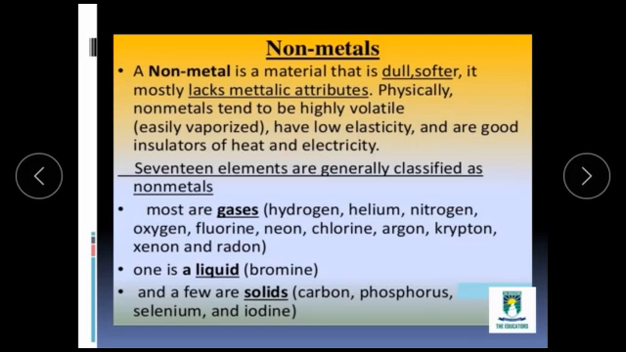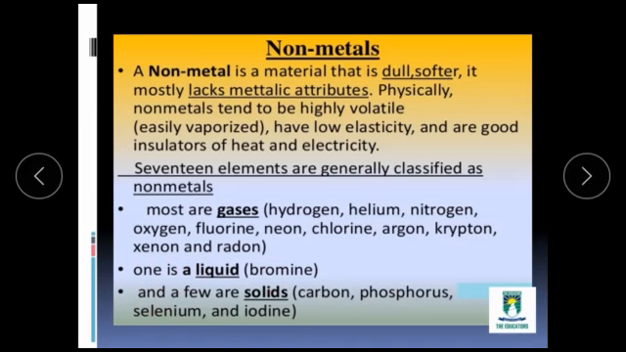17 elements are generally classified as nonmetals, and the majority of these are gases like hydrogen, helium, nitrogen, oxygen, fluorine, neon, chlorine, argon, krypton, xenon, and radon. One is a liquid, that is bromine, and a few are solids like carbon, phosphorus, selenium, and iodine.